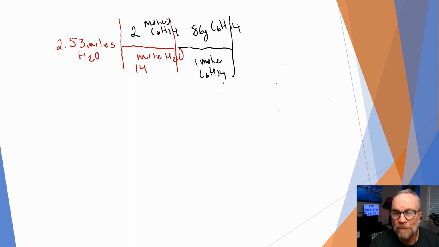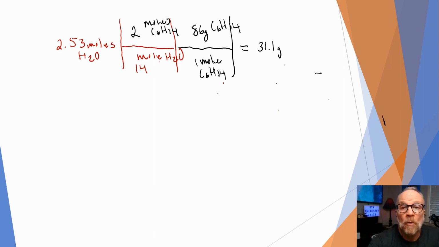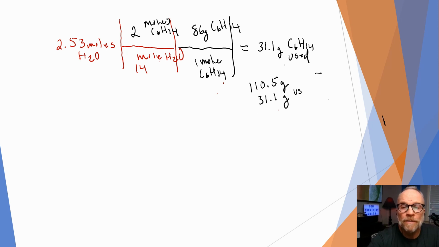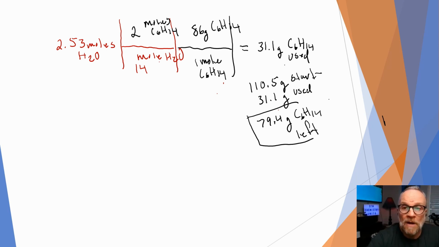6 times 12 gives you a number, then plus 14, right? That will give you 86 grams. And then when we work that out, 2.53 times 2 times 86 divided by 14, I get 31.1 grams of hexane used. Okay, and so to get what's left, you would take the 110.5, that's the original amount that we started with, minus 31.1 grams used, and we get 79.4 grams of C6H14 that is left. A lot of steps there, and it takes lots of practice to do these.